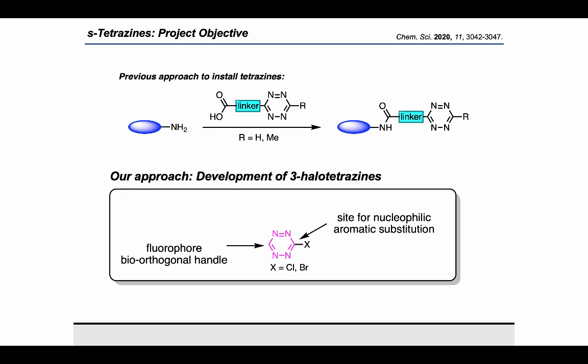Firstly, of course, it's limited to an amine. You need to have a linker, which is usually quite large and hydrophobic and potentially influences the folding of your biomolecule. And additionally, forming an amide bond usually is quite difficult and sometimes also needs an additive. We were wondering if we could not use a so-called minimal tetrazine, displayed down here, which contains a fluorophoric unit as the tetrazine core, which is also the bioorthogonal handle, and a site for nucleophilic aromatic substitution.